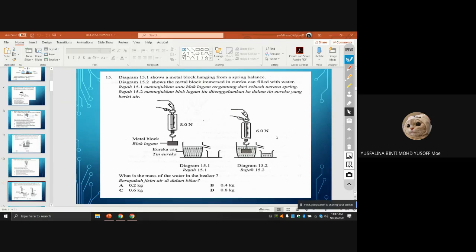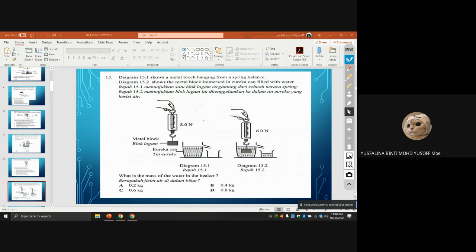So this is Archimedes. Diagram 15.1 shows a metal block hanging from a spring balance. Diagram 15.2 shows the metal block immersed in a Eureka can filled with water. So what is the mass of the water in the beaker? You can see here it changes from 8 to 6 Newton.